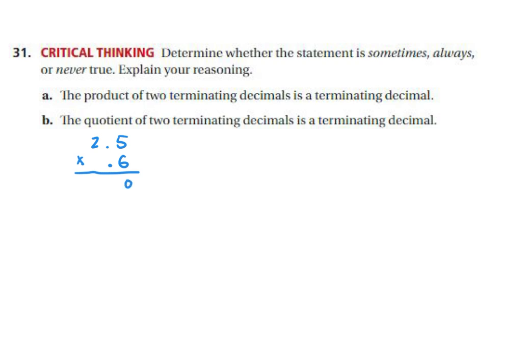6 times 5 is 30. 6 times 2 is 12, and 3 more is 15. And we had 2 digits after a decimal point, so we're going to have 2 digits after a decimal point there. Pick another one. 0.15 times 0.2.